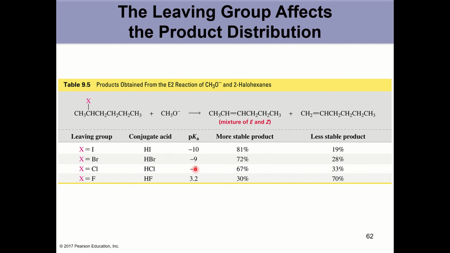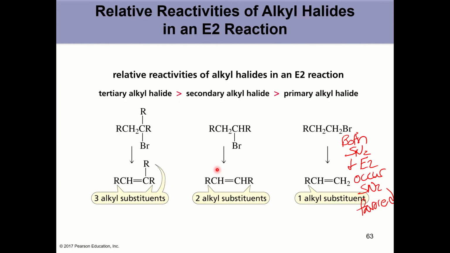And you might associate this with the pKa. HI, HBr, and HCl are all strong acids, but HF is a weak acid. Okay, so relative reactivities of alkyl halides in an E2 reaction. So what is the alkyl halide preference for an E2 reaction? And that is that tertiary goes into elimination through E2 more quickly or more effectively than secondary and then primary.